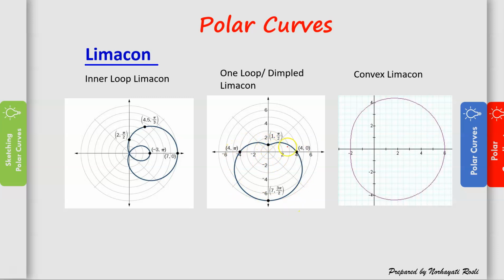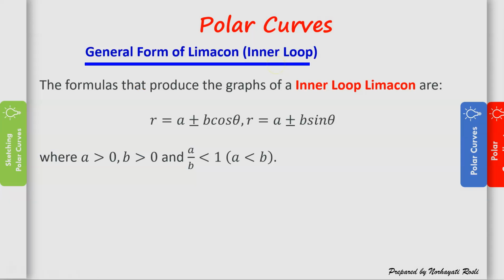And the last one is convex Limacon. Convex Limacon has no dimple and the shape looks like a circle, but actually it is not a circle. So now we go to the first type of Limacon, which we call inner loop. Now we go to the general form of inner loop Limacon.